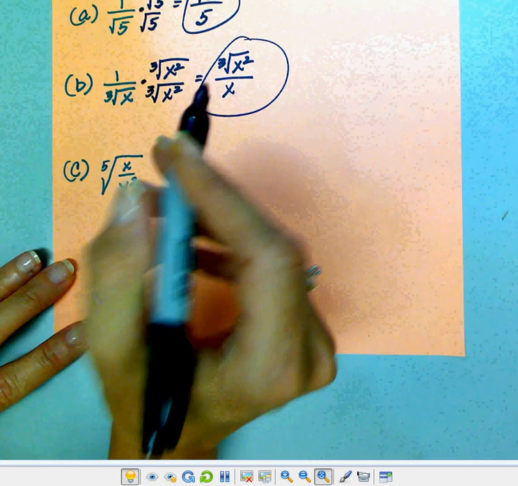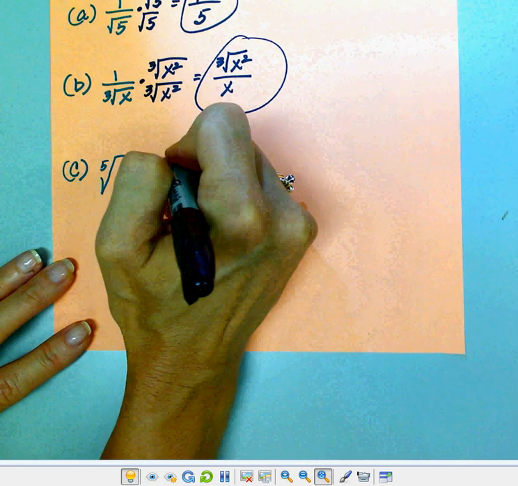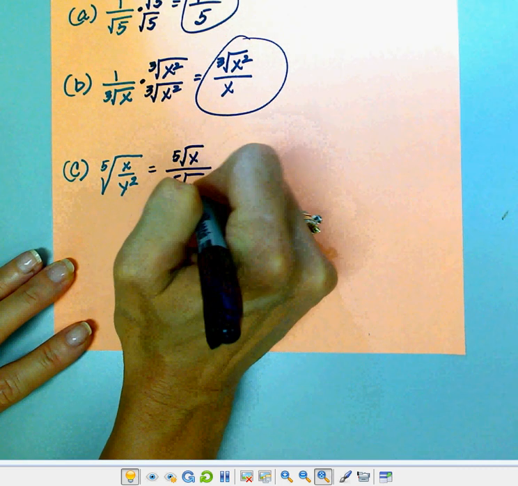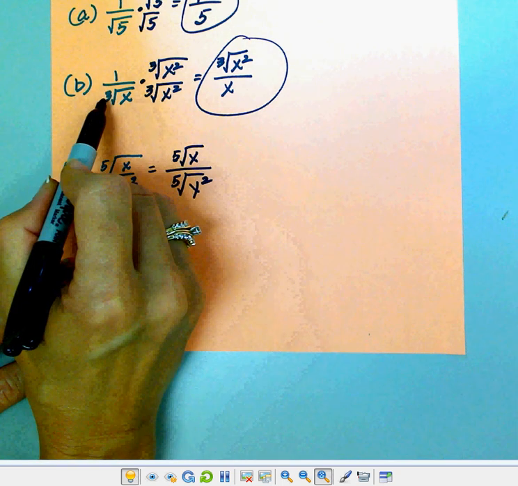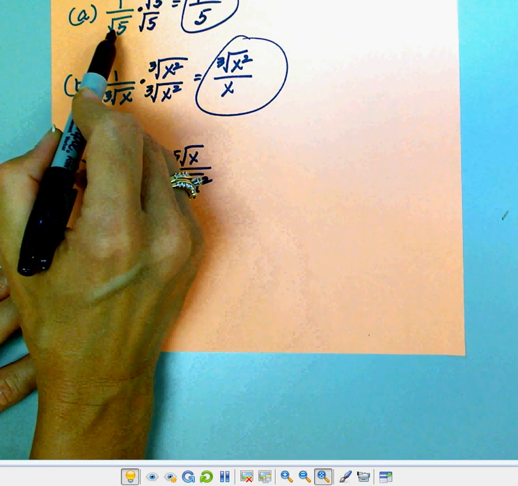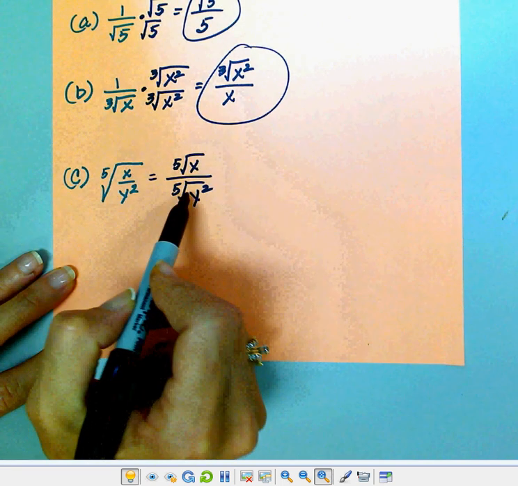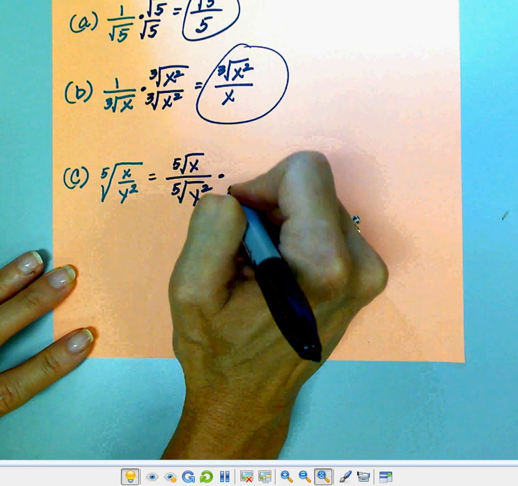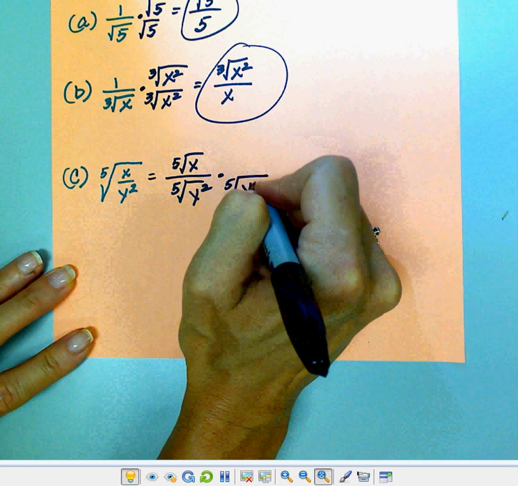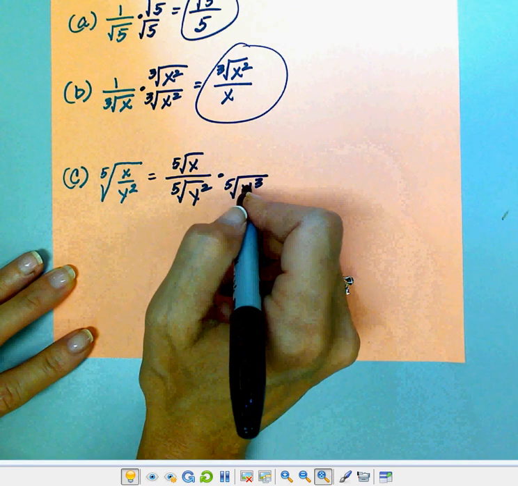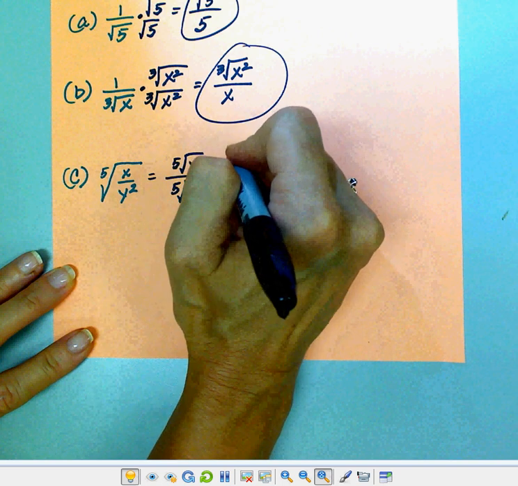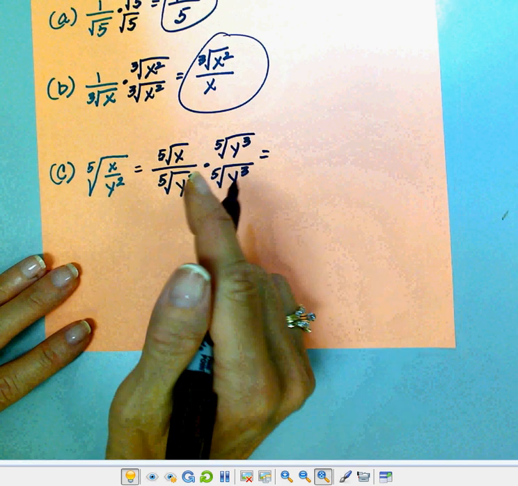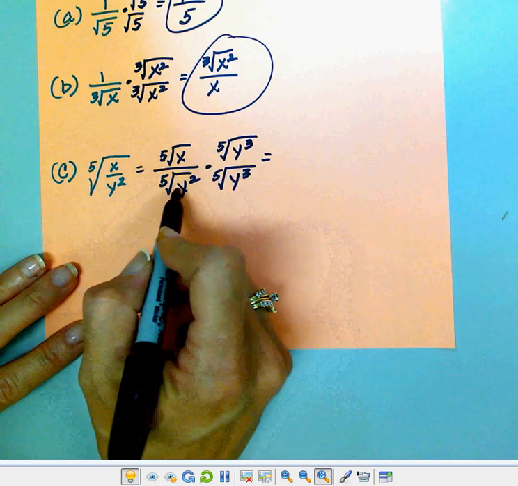Okay, the next one, I'm going to go ahead and just rewrite this to hopefully have it make more sense. So again, just like in this example I had to create a perfect cube, and in this example I had to create a perfect square, now here I have to create a perfect fifth. So if I have y to the second already, or I have 2 y's, I know to create a perfect fifth I would need 3 more y's. So if I'm going to multiply by the fifth root of y cubed on the bottom, I have to multiply by the fifth root of y cubed up on top. I've now created a perfect fifth because the fifth root of anything to the fifth is itself.